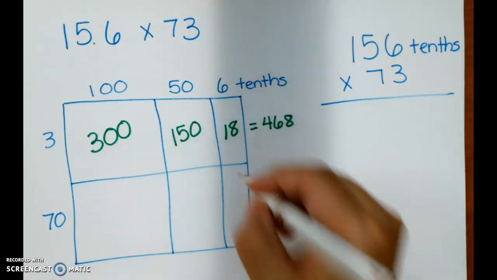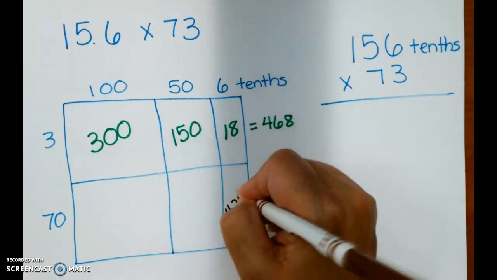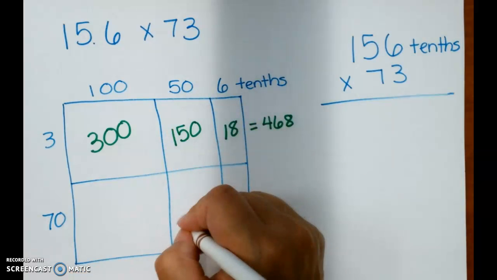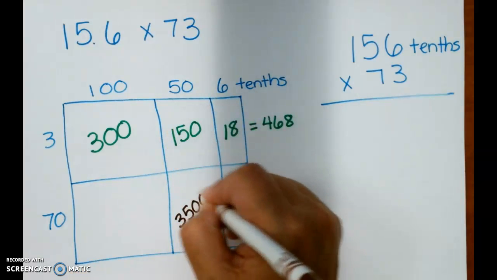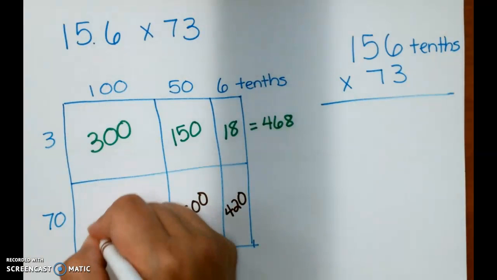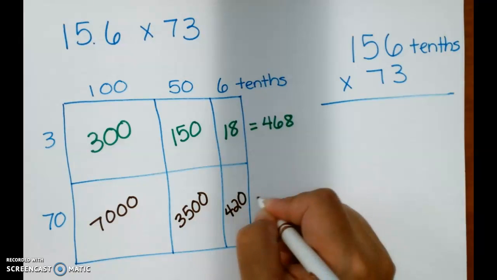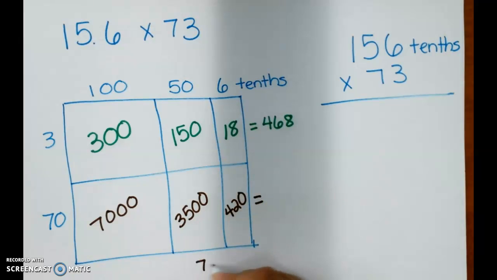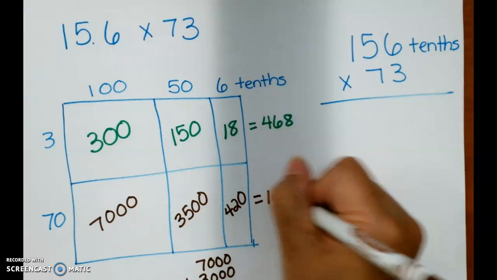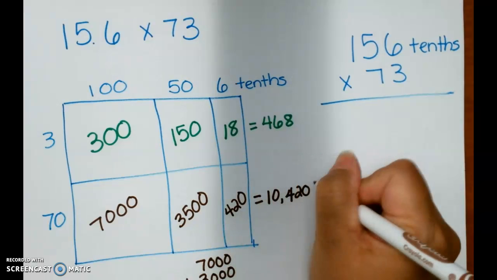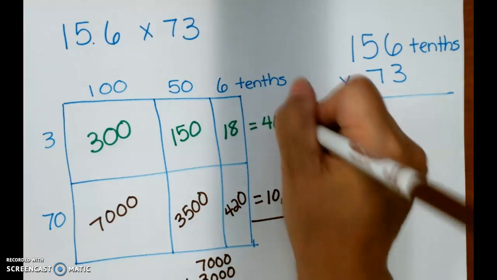70 times 6 is 420. 70 times 50 is 3,500. And 70 times 100 is 7,000. Now, 7,000 plus 3,000 plus 420. I want to make sure I line up my decimal places, so I'm doing it underneath and you can't see it, and I'm sorry. But that is going to equal 10,420, and I'm going to add my 468.